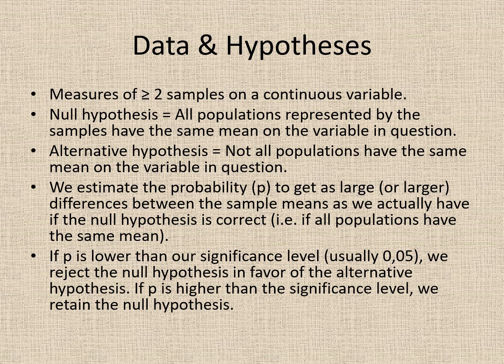If it's lower than our significance level, lower than 0.05, we reject the null hypothesis. We say that if the null hypothesis would have been correct, the probability of getting the data we have is so low that we assume that the null hypothesis is wrong. We assume that there is a difference in the mean on this dependent variable between at least two of the populations.